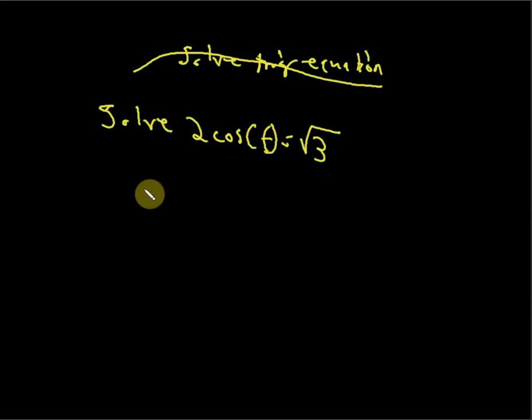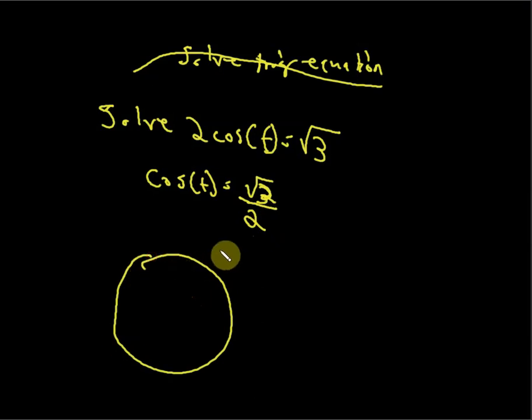So first what we need to do is the following. Cosine t is equal to the square root of 3 over 2. So you have a unit circle. What you're trying to do is look at, so I'll draw this.